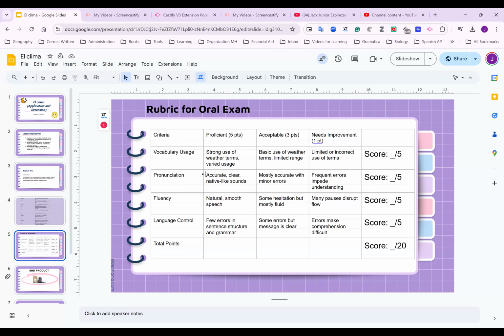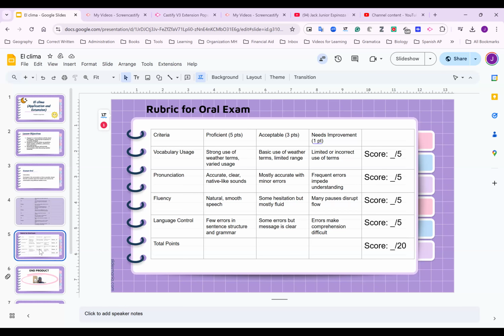Each of these 4 criteria can get you 5 points, totaling 20 points possible. Try to be as detailed and clear as possible using everything we practiced. Good luck, guys. And remember to review the rubric if you need more guidance.